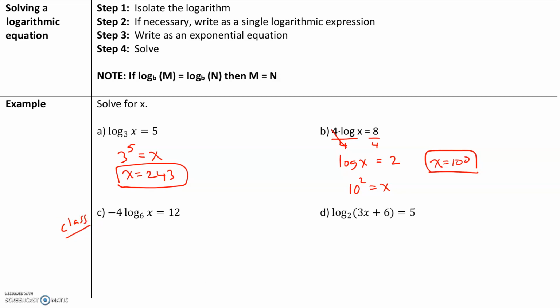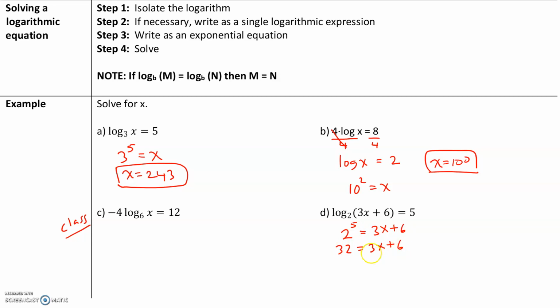Okay, let's take a look at example D. We have log base 2 of 3x plus 6 equals 5. Let's go through our steps. Is the log isolated? Yes. Do we have a single logarithm? Yes. So now we go to step 3 and write this as an exponential equation. So the base of the log is 2, which means the base of the exponent will also be 2. The 5 and the 3x plus 6 interchange, so we have 2 to the 5th equals 3x plus 6. 2 to the 5th is 32, so we have 32 equals 3x plus 6.